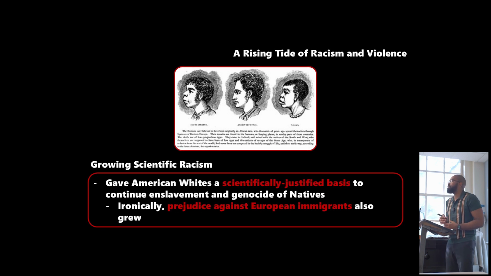So now Americans, particularly white Americans, with the xenophobia, with the Manifest Destiny, with the Naturalization Act of 1790, with these notions of nativism, they now have a scientifically justified basis not only to continue enslaving Africans, to control the breeding of these Africans, to engage in genocide and displacement of the natives, but now they also have the justification for even engaging in prejudice against European immigrants. And now they're starting to hate European immigrants too.